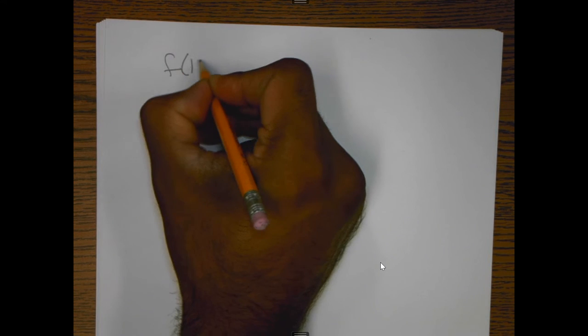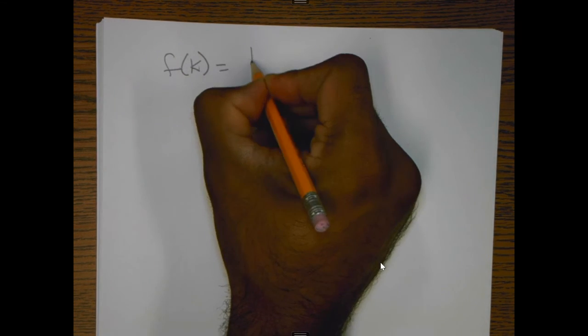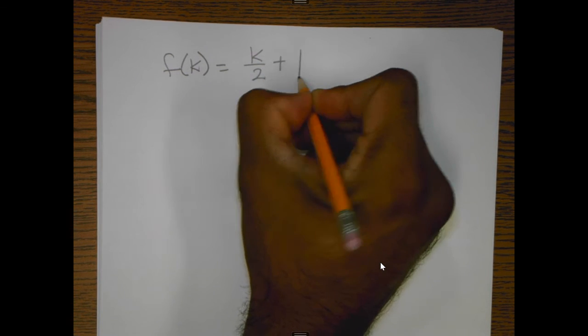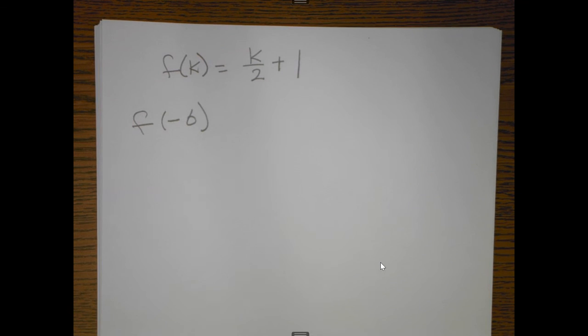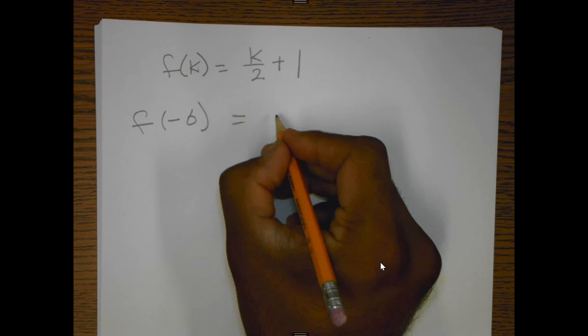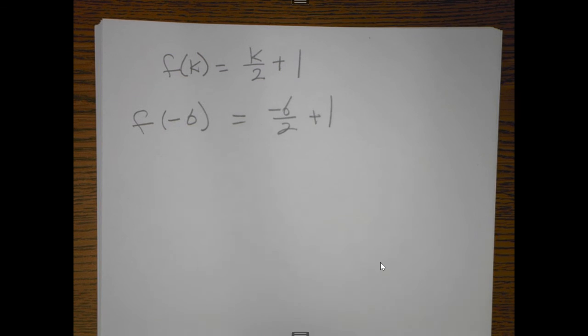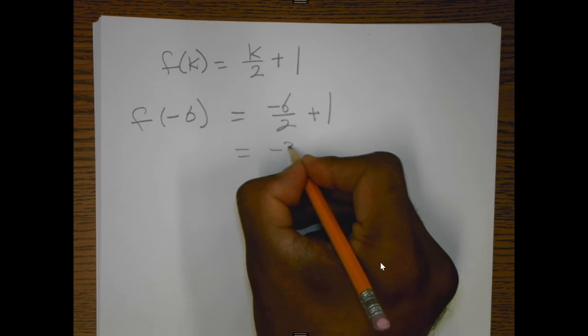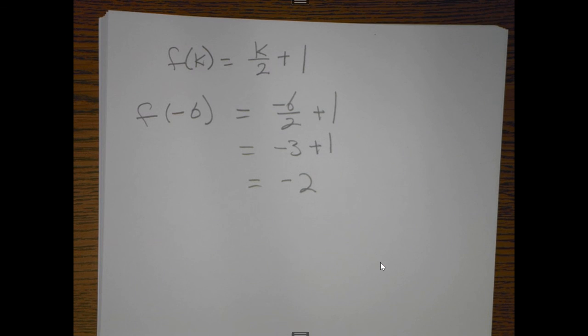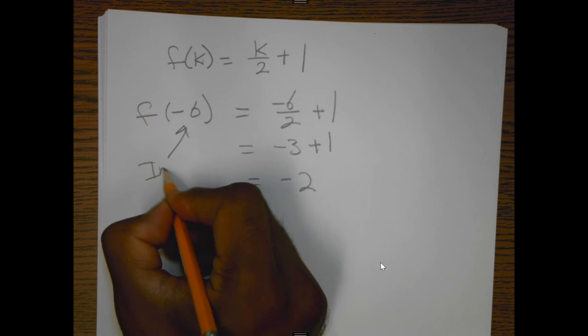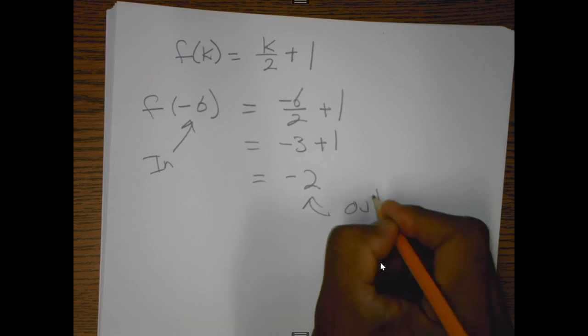All right, let's look at another one. What if I said f of k, just changing the variables, equals k over 2 plus 1, and I want to know what is f of negative 6. I'm going to put that in my input, so it's going to be negative 6 over 2 plus 1. Following the order of operations, I divide before I add, and then I get negative 2. So what we get is an input of negative 6 and an output of negative 2.